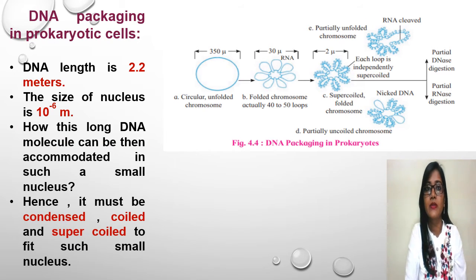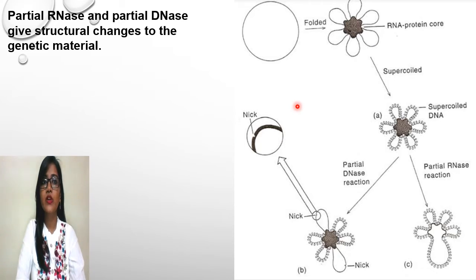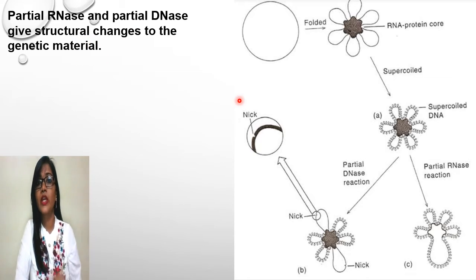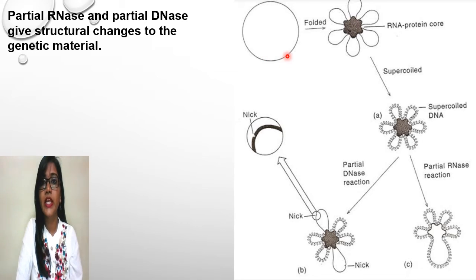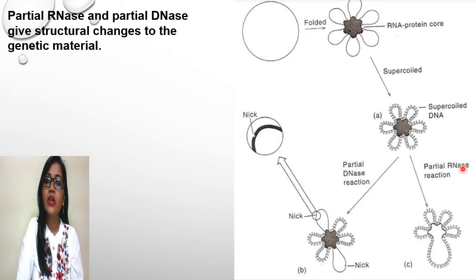In this slide, you can observe how the partial RNase and partial DNase give structural changes to the genetic material. This is the circular DNA. Now it is getting folded. This is the RNA protein core. In the next step, it gets supercoiled. This is the supercoiled DNA structure. With the partial RNase reaction you can observe the structural deformation, and there is a partial DNase reaction. Because of this, nick formation occurs. Now you can observe there is a nick.